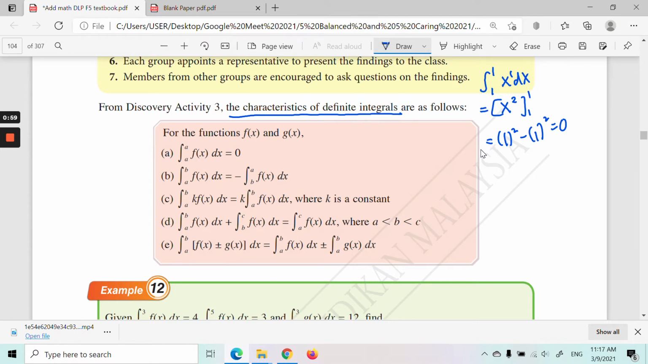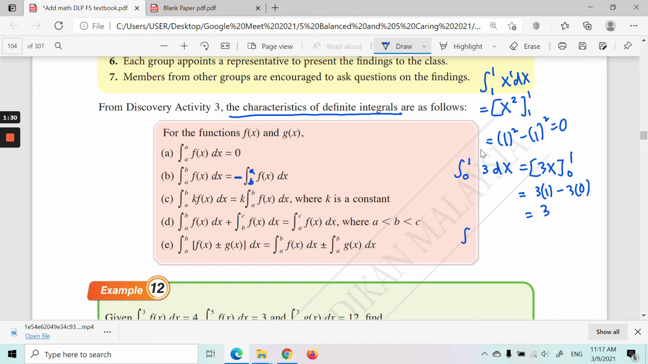And then for law number 2, integrate a to b. If you want to change the place for a and b, you will need to put a negative in front. b and a can change place. I'll take another example. Let's say integrate 0 to 1 for 3 dx. Integrating 3, I will have 3x. Substitute 0 and 1: 3 times 1 minus 3 times 0, then I obtain answer 3.